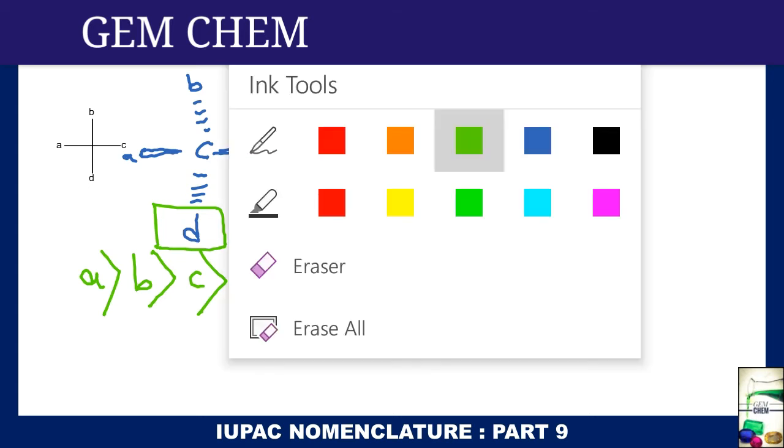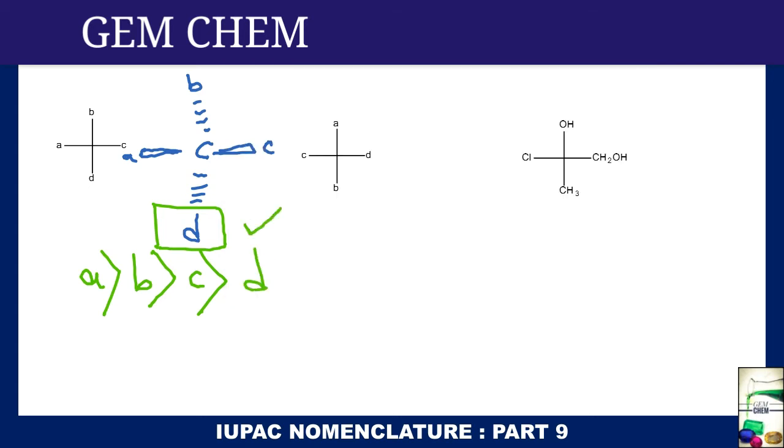So we can consider now the nomenclature for this particular compound. If we proceed from A to B to C, we can see that we are moving in a clockwise direction. So this particular compound is nomenclated as R. Clear? Now we proceed to the next one, that is this one.